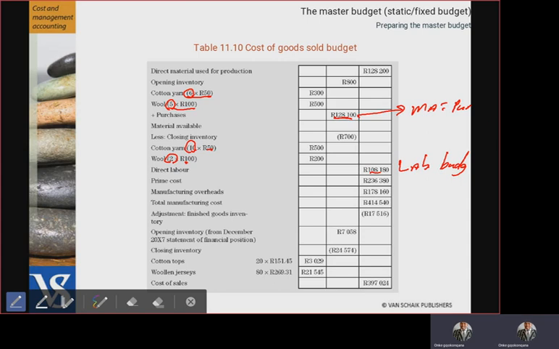That's from your material purchase budget. Then you move on to your manufacturing overheads, to finish up our production here. You've done the manufacturing overheads budget, and you've got this amount, 178,160, to arrive at your total manufacturing cost of 414,540. Then you adjust for your finished goods inventory, looking at your opening inventory from December 20X7.